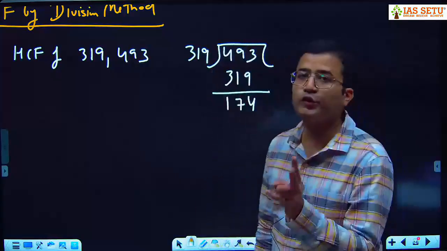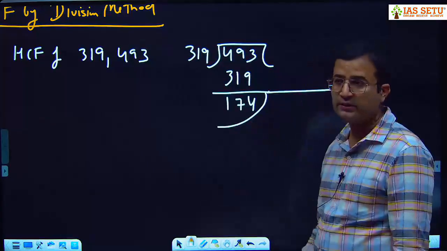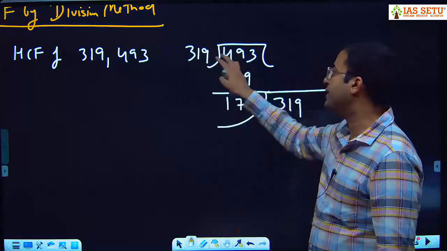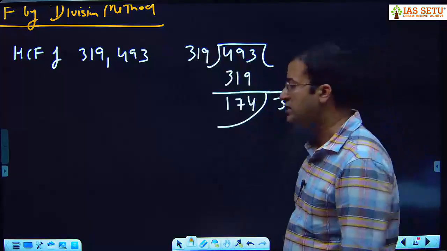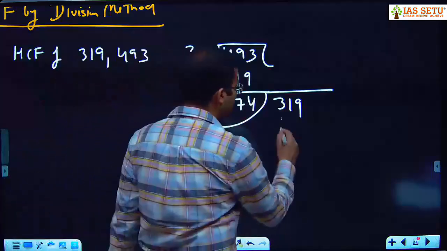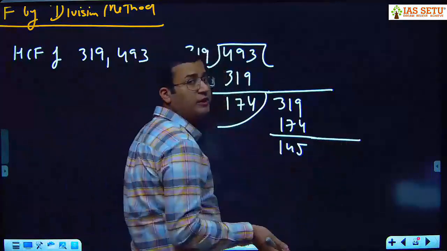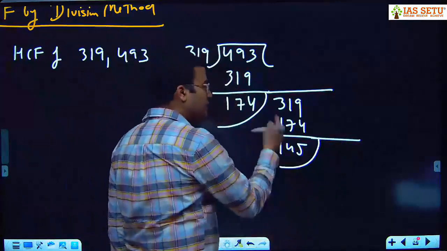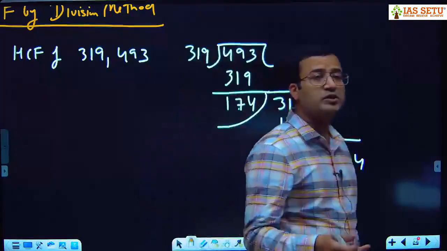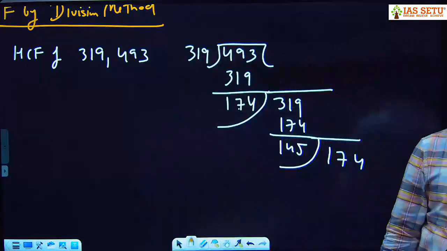Then step number 2, which is important here: this remainder will become the next divisor and the last divisor will become the number. So we try to divide 319 by 174, which is 174, then we take the remainder 145. Then again we repeat the same thing. This will become the divisor and the last divisor becomes the number. We repeat this process till our remainder is 0. जब तक remainder 0 ना आए.